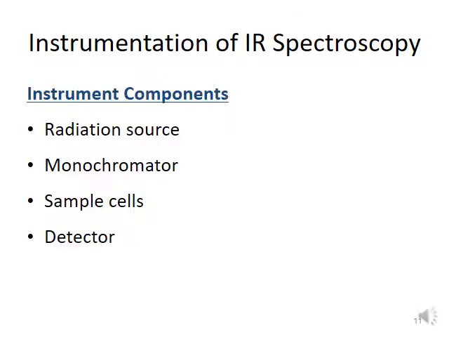Okay, now we go for the physical part of the instrumentation. Basically for IR spectroscopy, the first component is the radiation source, which is the source of infrared. Second is the monochromator. Next are the sample cells, and the last one is the detector. Infrared spectroscopy is much easier to understand compared to other instruments.